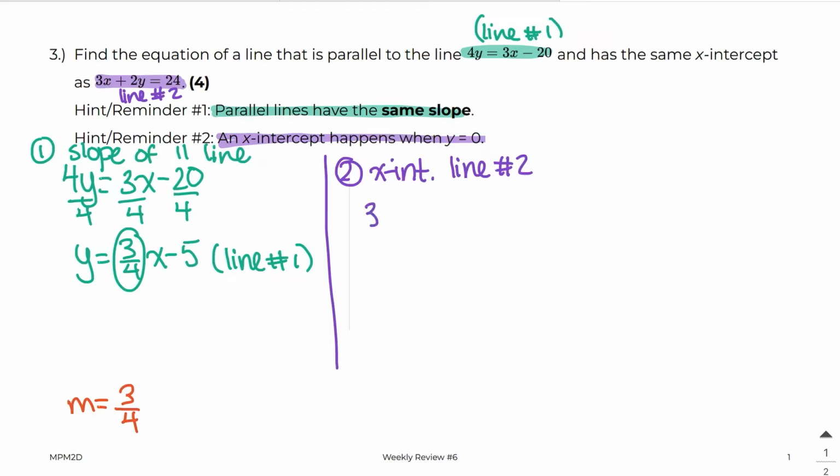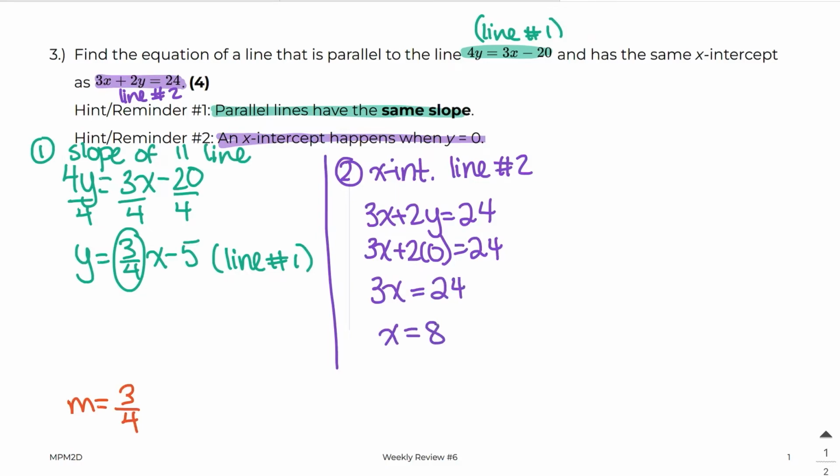So to find that, every time I see a y, I'm going to replace that with 0. So I'm going to say 3x plus 2 times 0 equals 24. So 2 times 0 is just 0, so I don't have to write anything down. I get 3x equals 24. Divide both sides by 3, I get x equals 8. So that means that (8, 0) is going to be my x-intercept.